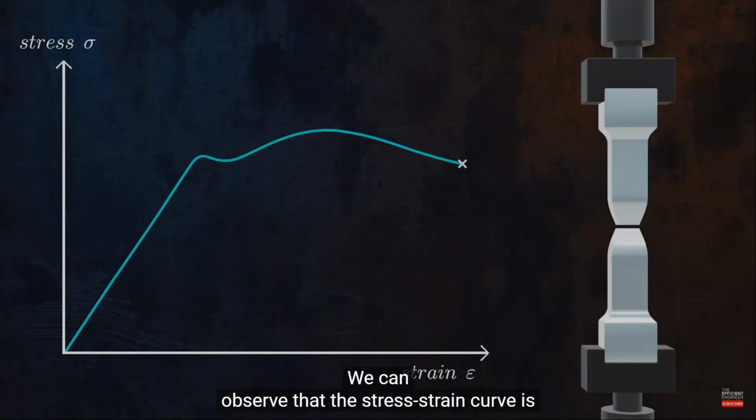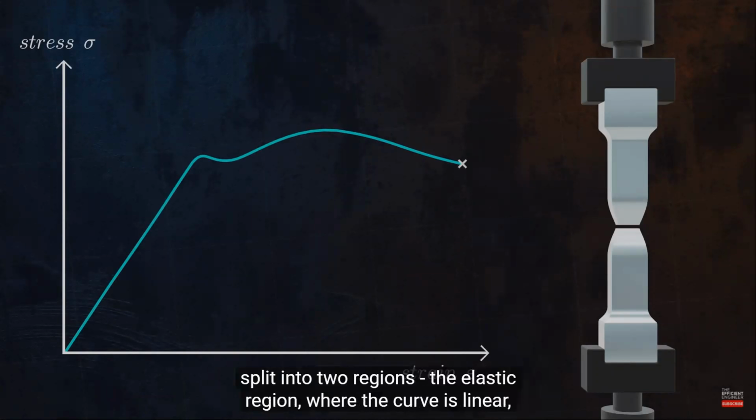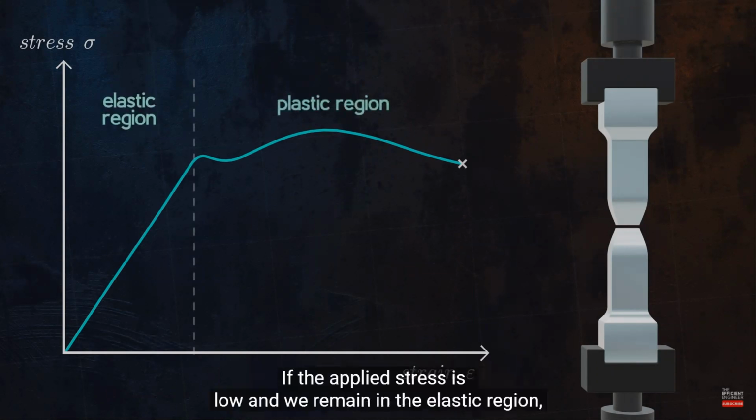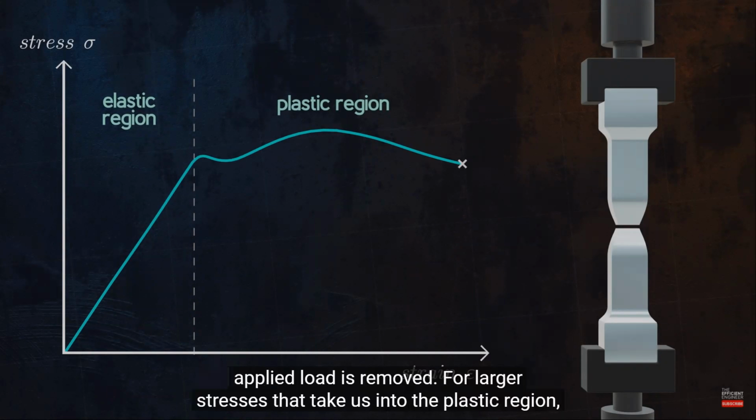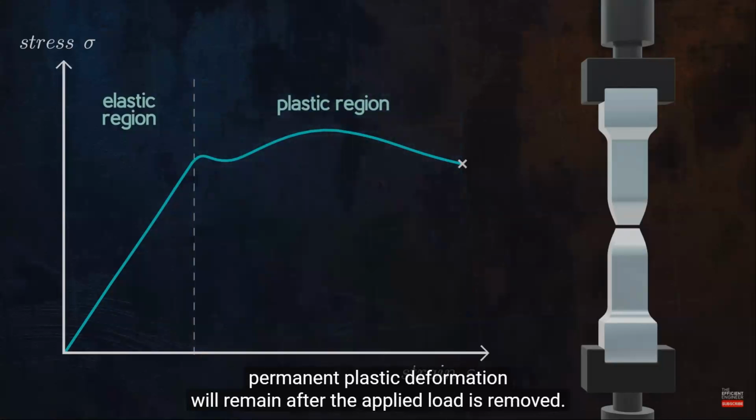We can observe that the stress-strain curve is split into two regions, the elastic region, where the curve is linear, and the plastic region. If the applied stress is low and we remain in the elastic region, the original dimensions of the component will be completely recovered when the applied load is removed. For larger stresses that take us into the plastic region, permanent plastic deformation will remain after the applied load is removed.